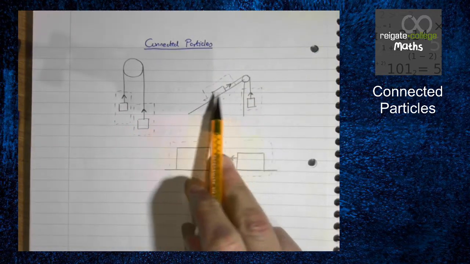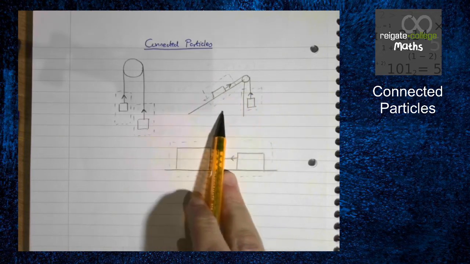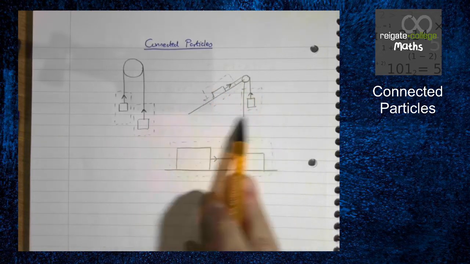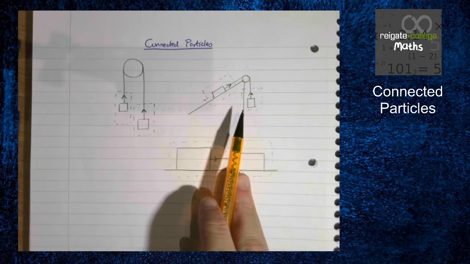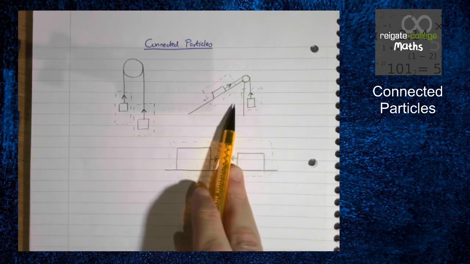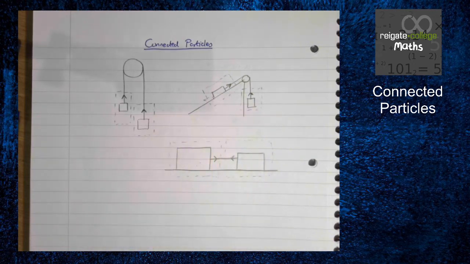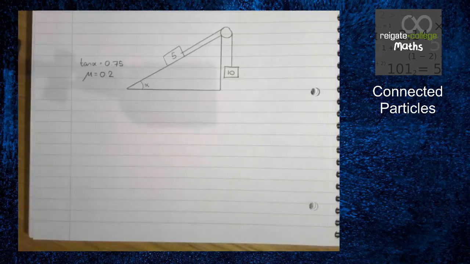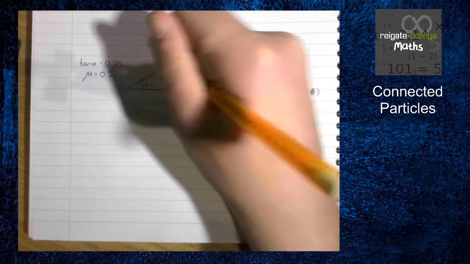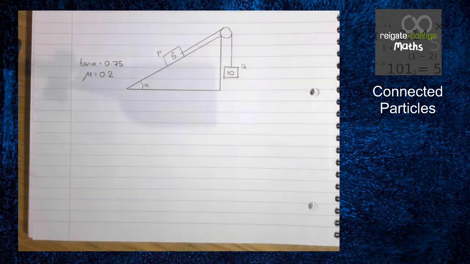So we're going to look at this type of question, because this is the most complicated type of connected particles question you can get. So if you can follow this, you're sorted. Here's our diagram. We have two particles, P and Q, attached by a light inextensible string. The string passes over a small smooth pulley, which is fixed at the top of a rough inclined plane.